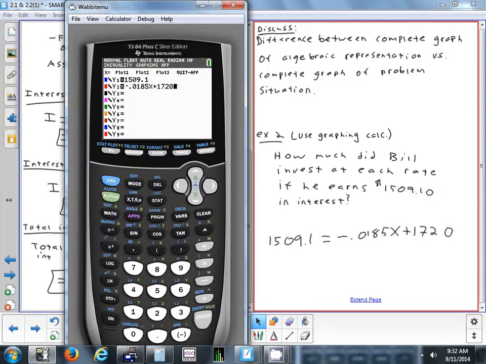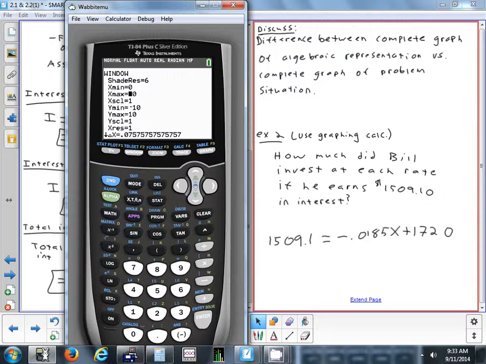And Julia, what am I going to do once I graph both of these? I'm going to look for where they do what? Where they intersect. Okay, so we have a y horizontal line up at 1500. All right, so we've got to set our y max a lot higher than the standard window. I also don't want to look at negative amounts to invest, so I'll take care of that on the x min.